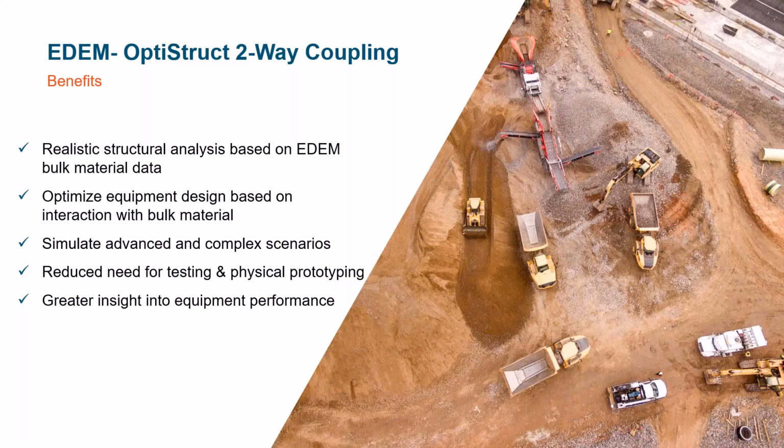Also, due to EDEM to OptiStruct two-way coupling, advanced simulations and complex scenarios can be solved. Because of these numerical simulations, physical testing and prototype manufacturing can be reduced. With two-way coupling, we can get much greater insight into equipment performance. These are some of the key benefits we get from EDEM-OptiStruct two-way coupling.